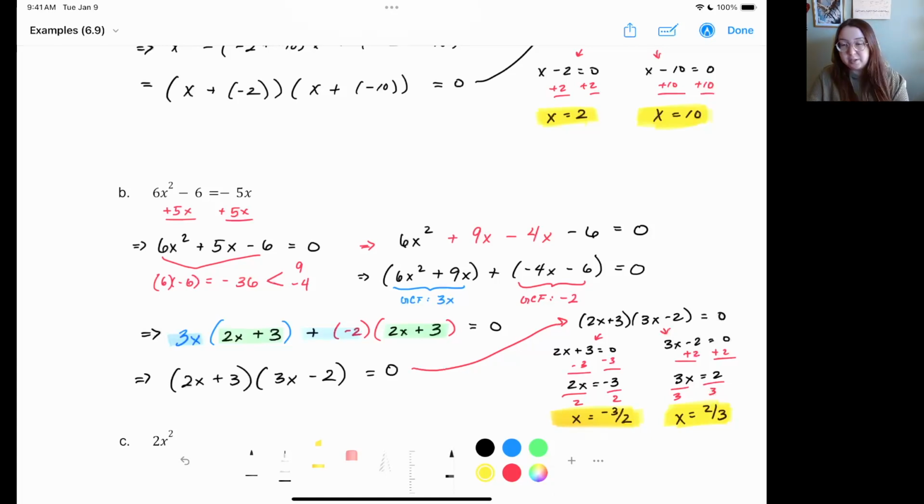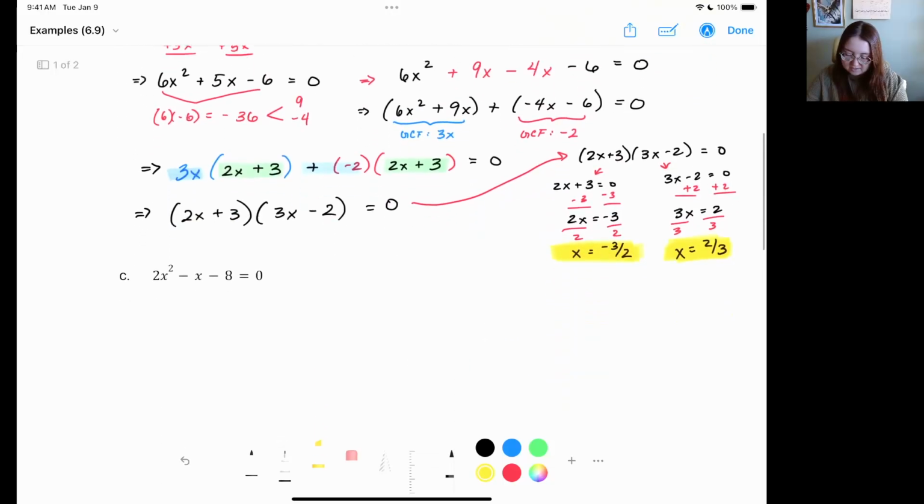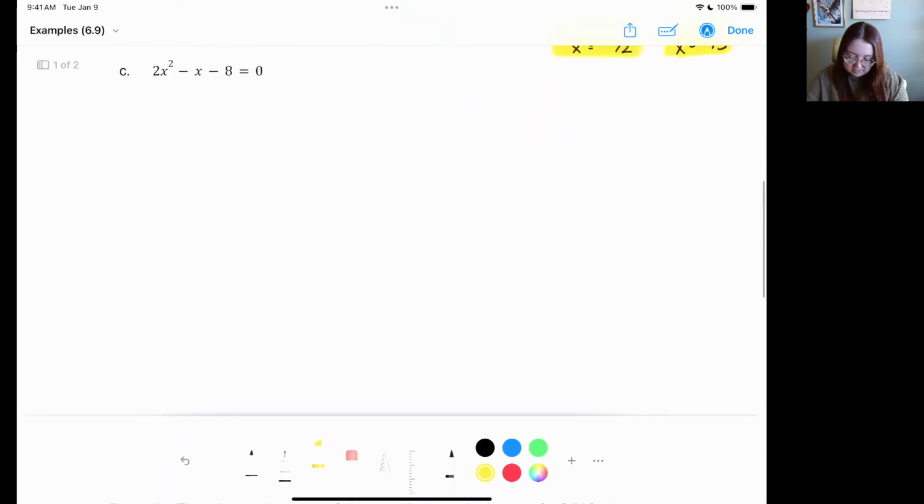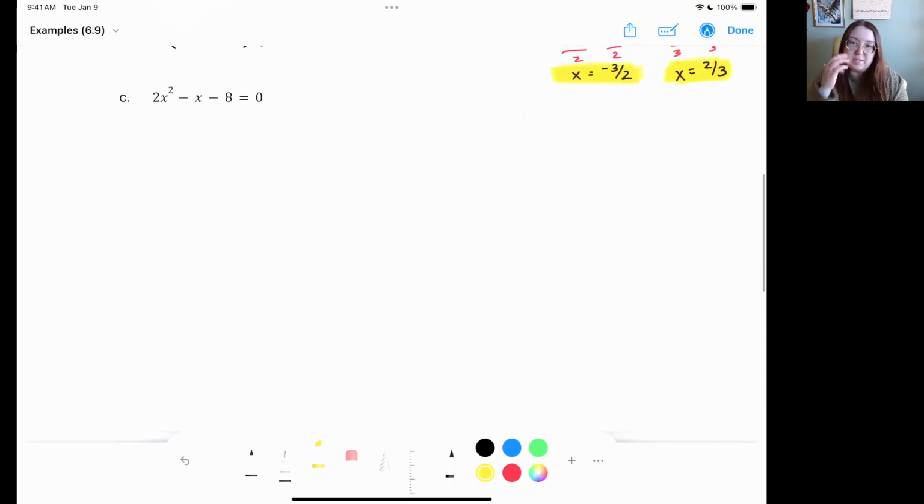Now you could turn them into decimals and round if needed, but a lot of the time it is preferred to leave in things like square roots or fractions most of the time. All right. Now here's our last one. We have c, which is 2x squared minus x minus 8 equals 0.